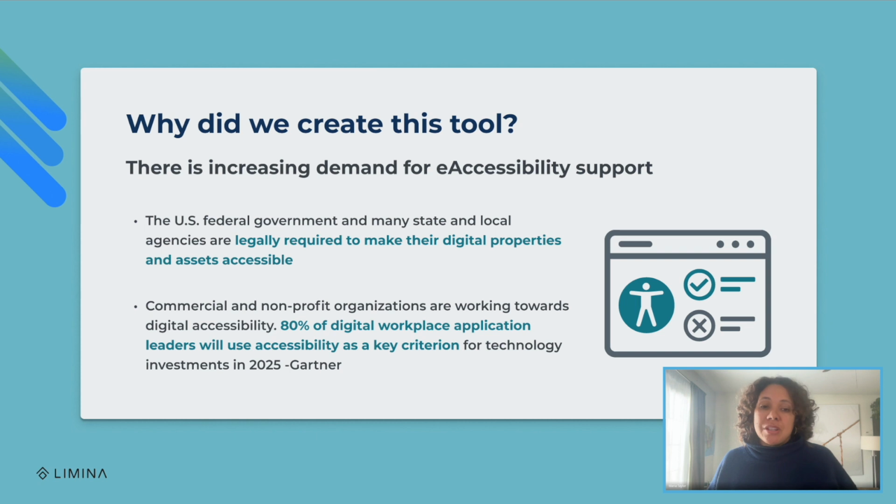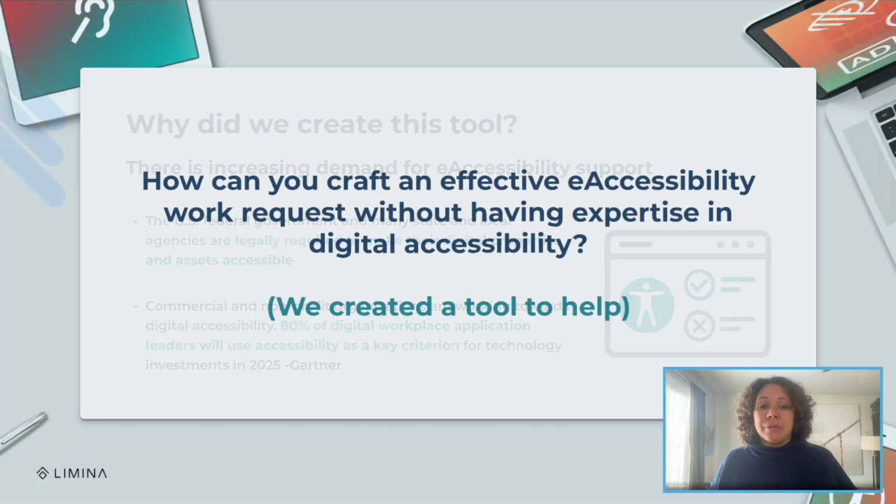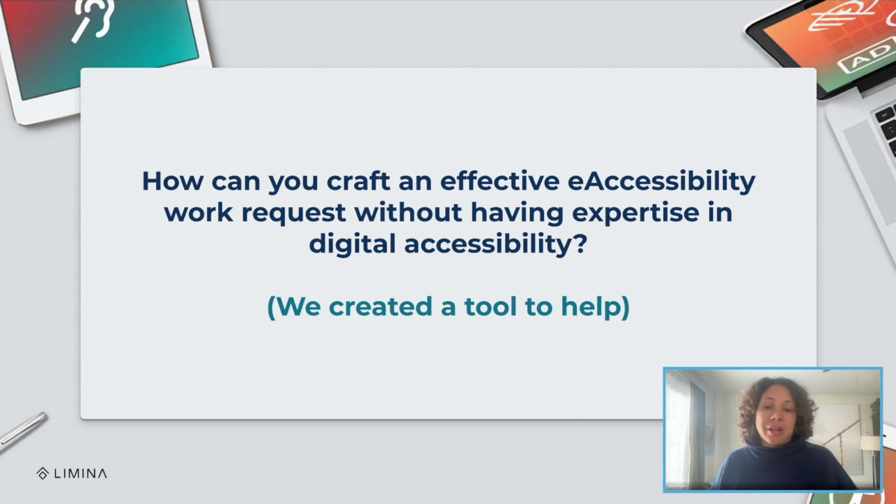And since most organizations haven't yet built up the internal capacity to provide this support, we're seeing more and more eAccessibility related requests for proposals, or RFPs, coming out every day. However, because most organizations are still building an understanding of eAccessibility and how to address it, these RFPs are missing essential information that vendors need to be able to have to provide complete and accurate estimations. But how can you craft an effective eAccessibility work request without expertise in digital accessibility?